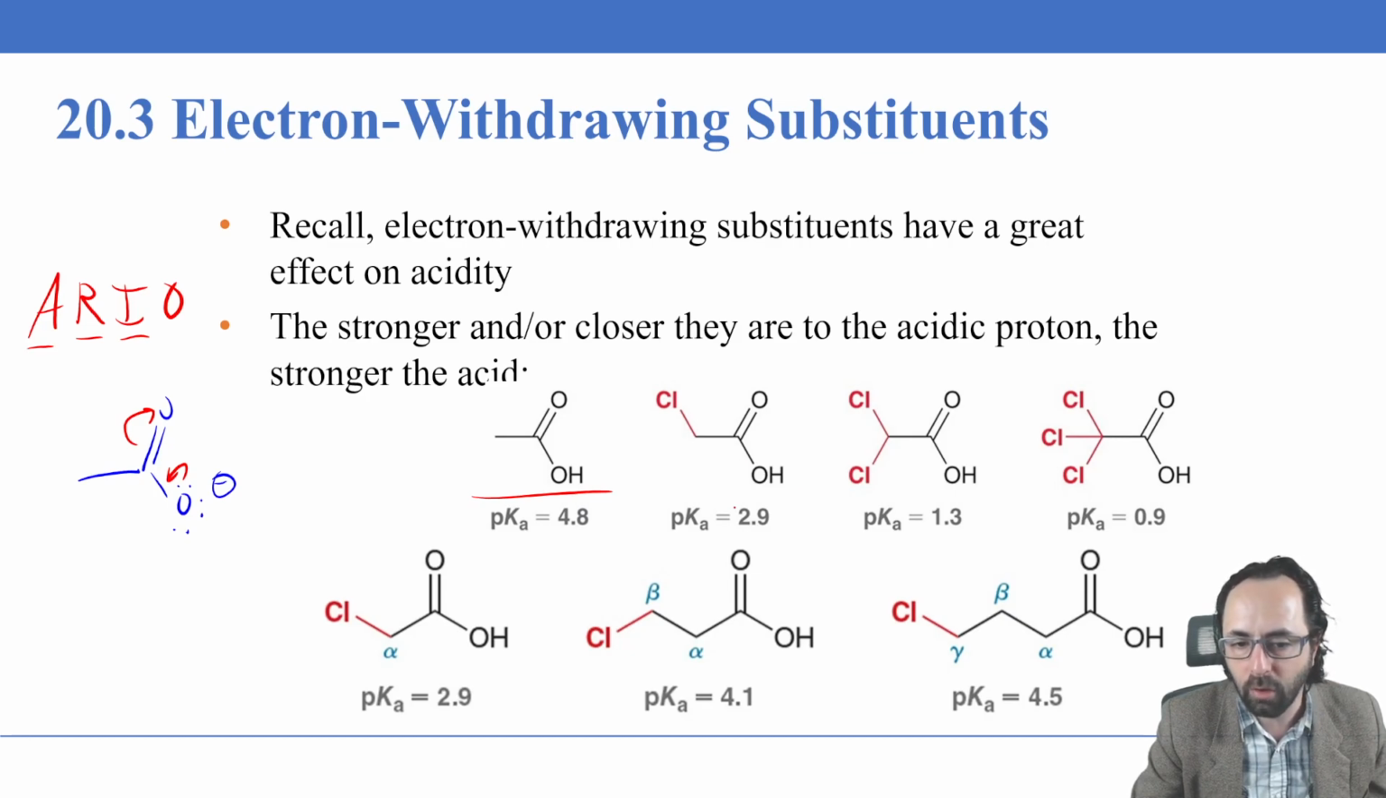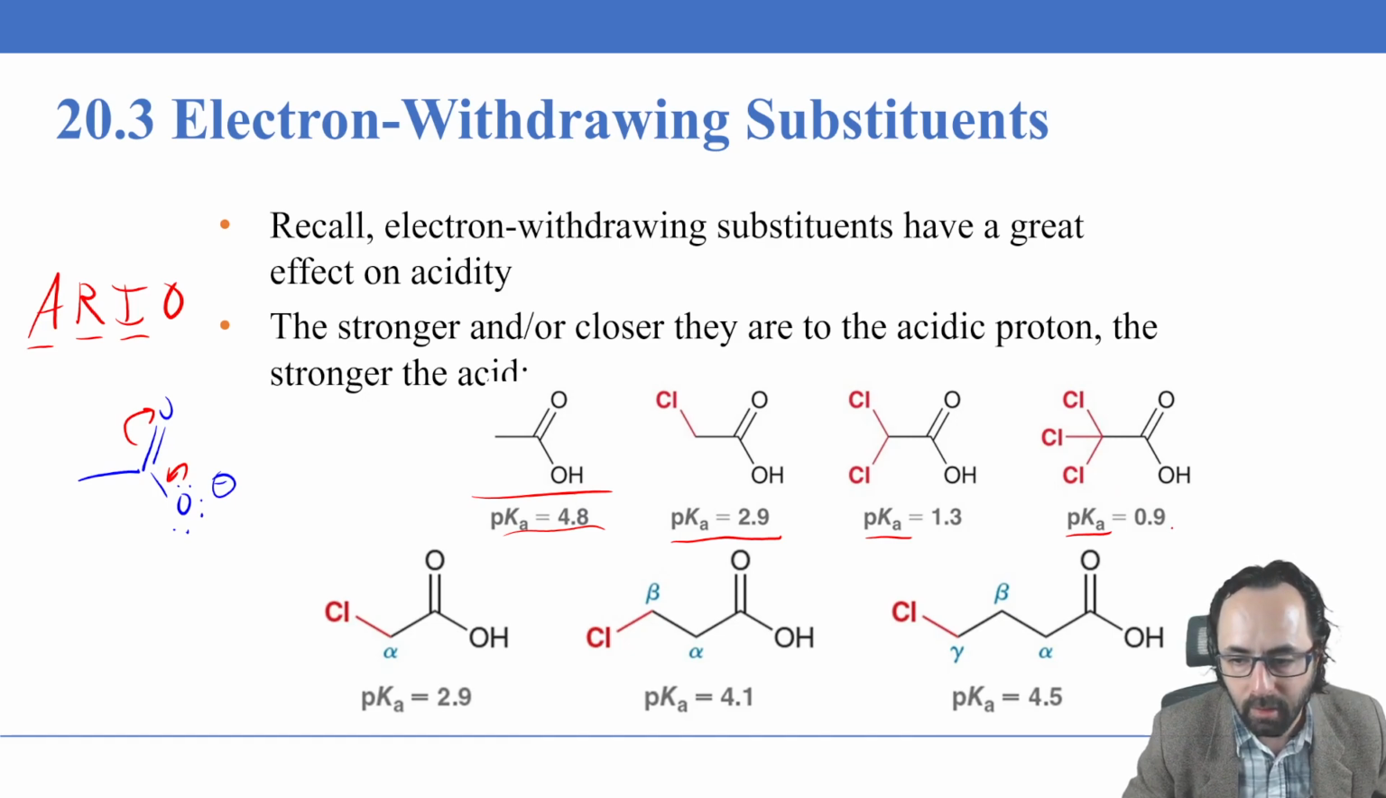And so if we added electron withdrawing groups like chlorines here, you can see that for the chlorinated acetic acid, having that electron withdrawing group affects the pKa by quite a lot, dropping it from 4.8 to 2.9, making the acid nearly 100 times more acidic with a chlorine group attached to the alpha carbon next to the carbon-oxygen double bond. If we add a second chlorine, this effect is enhanced further, and if we add a third, it's enhanced even further, making a quite acidic carboxylic acid with a pKa of only 0.9 here.